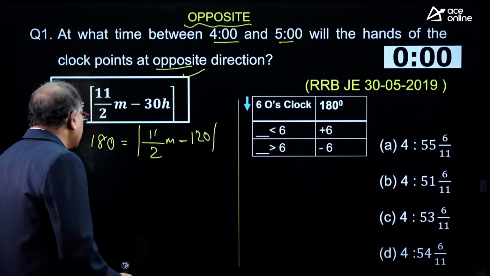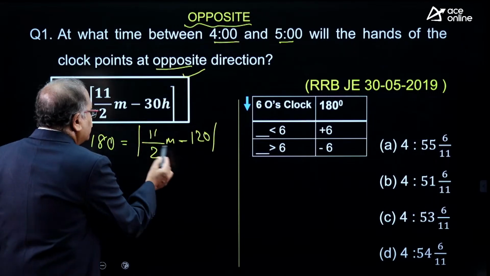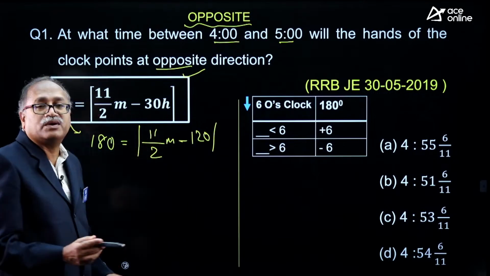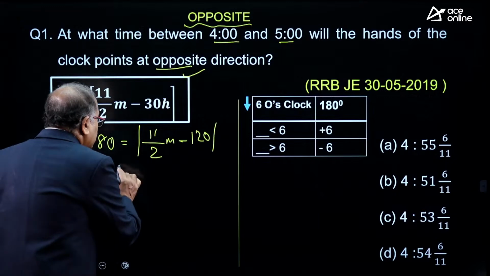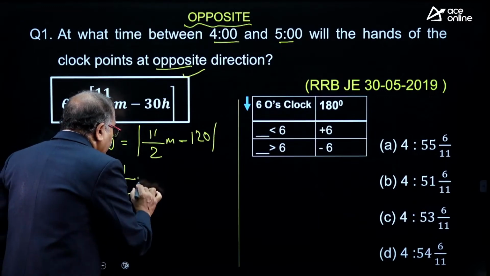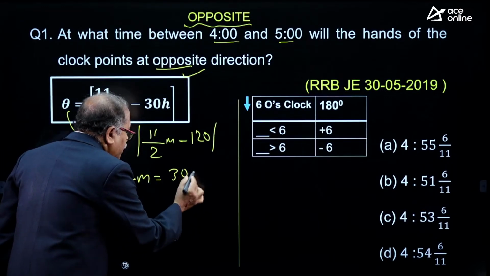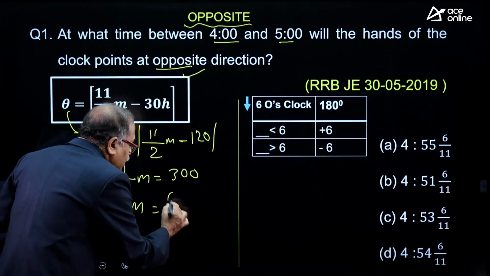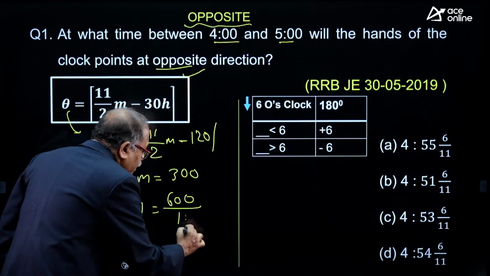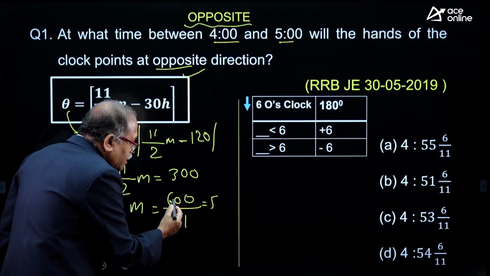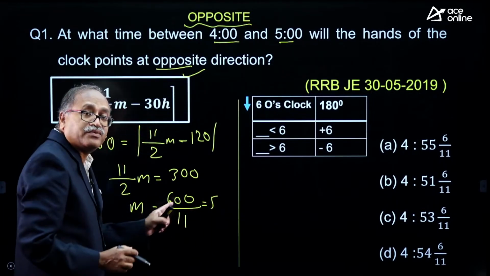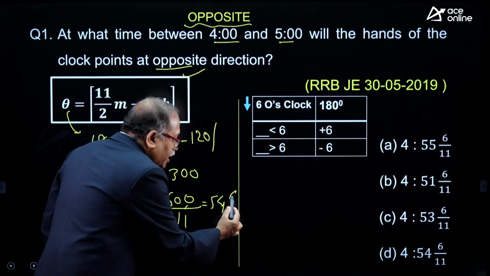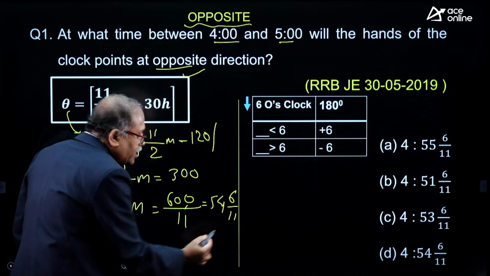Let me solve this with the general method. Nothing special here. This is mod, so take the 120 to the other side: minus will become plus. So 11 by 2 m is equal to 300. So m is equal to 300 into 2, that is 600 divided by 11. I notice that 5 times 11 is 55, and I am left with 5 over here, 4 times 11 is 44, and the remainder is 6, so it is 54 and 6 by 11.